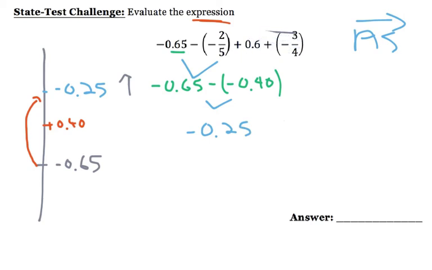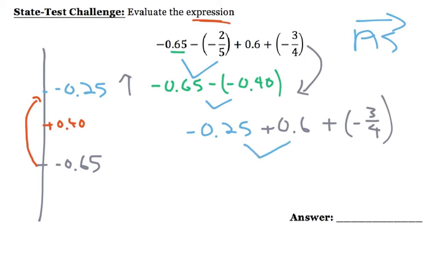Now, the problem's not done because I still got to bring these things down. So I'm going to bring down the plus 6/10 and the plus negative 3/4. I hope you're following so far and pushing yourself to solve it because this is definitely doable. It's just a bunch of problems in one. So next, going from left to right, we're going to add those two things together.